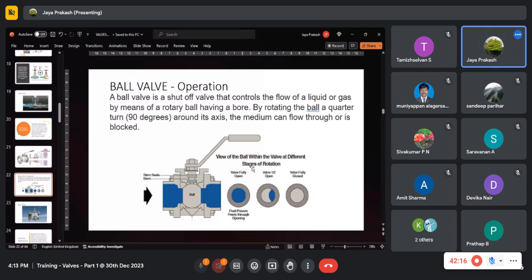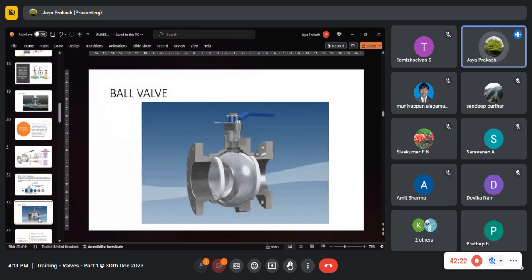And this is another type of valve. This is what we call a ball valve, and this is how it operates. This is easy to understand. So the flow is provided here. Now you can see the flow there. This is the operation.